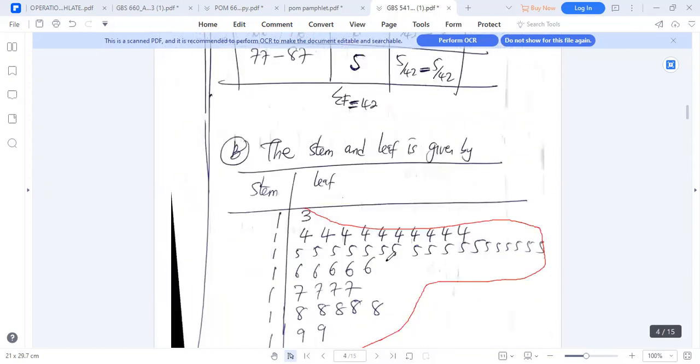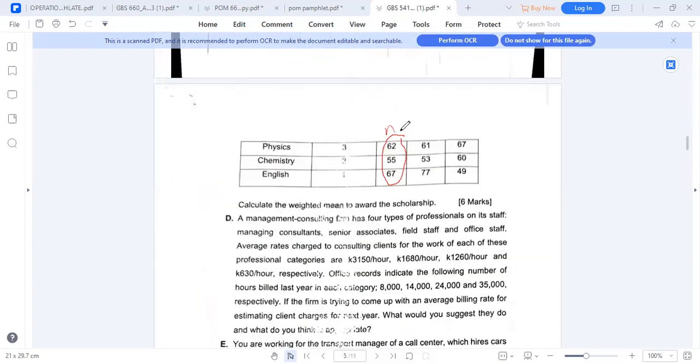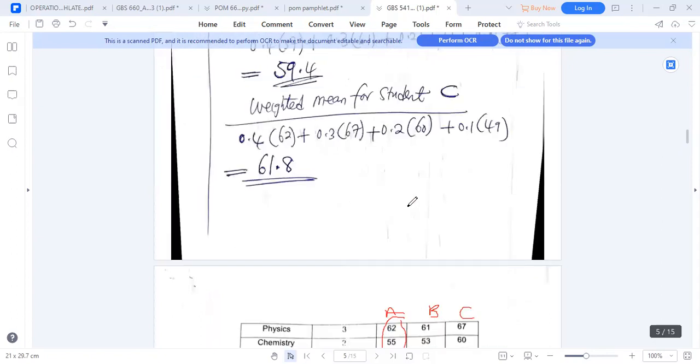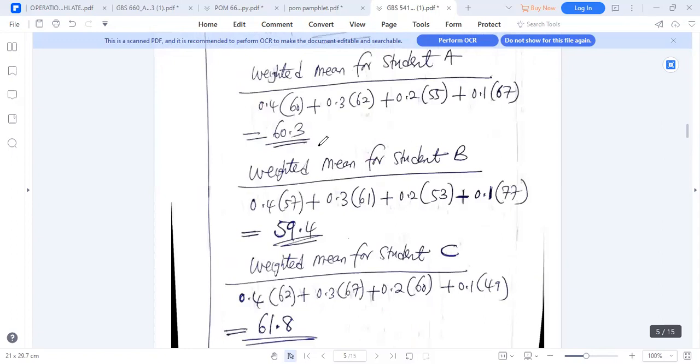Then we had the other ones. This one was representing our A, this one was representing B, and this one was our C. So calculating the weighted mean to award the scholarship: for A, the weighted mean was obtained by multiplying each of these by the weights. So you got 60.3.